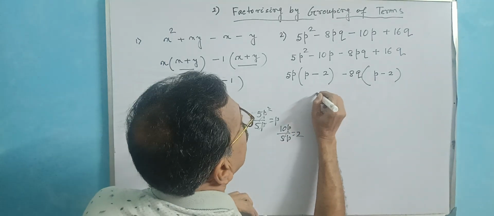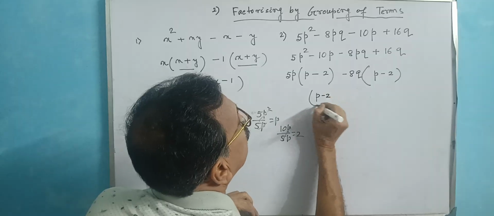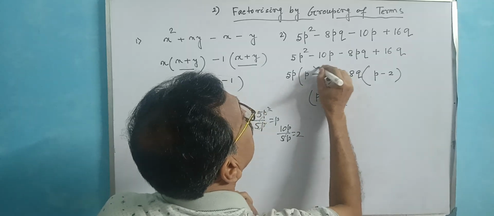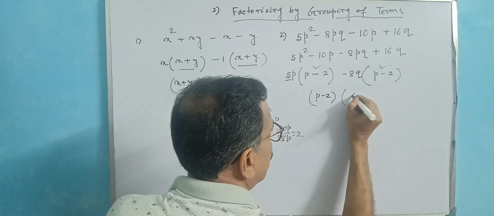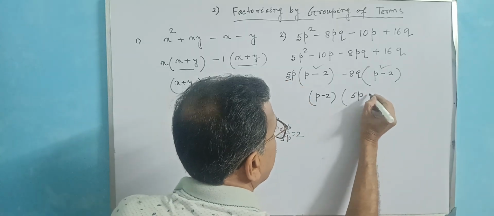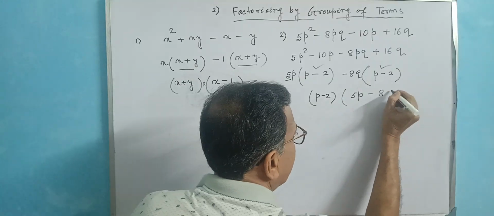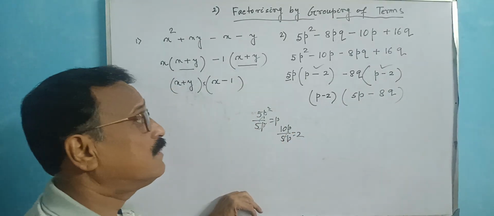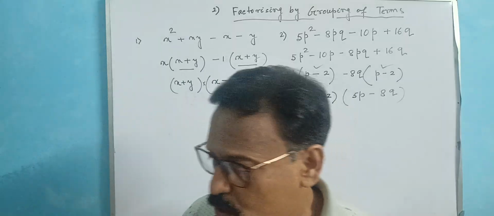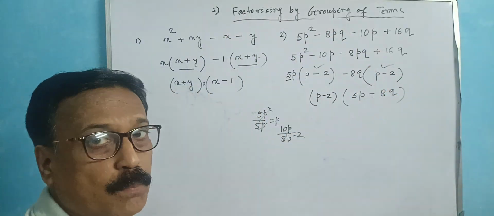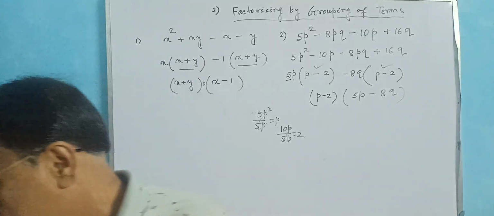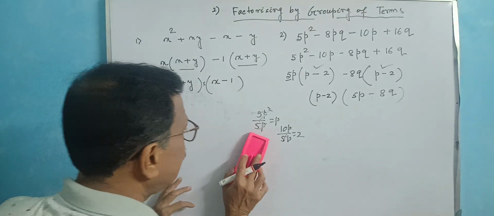Now further p minus 2 is common. Here is this p minus 2, here is the p minus 2. What is the left? This is the 5p, and what is the left? 8q. So this is the answer. This is actually called factorizing by grouping the terms. Grouping the terms. Okay. Now the next sum.